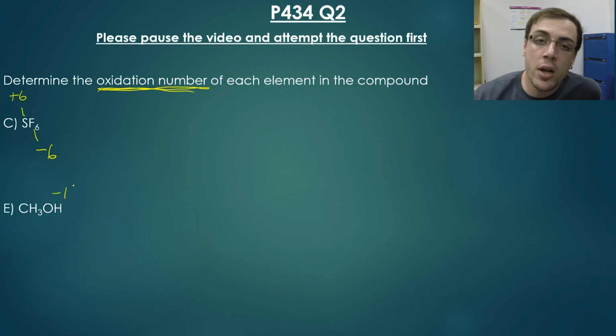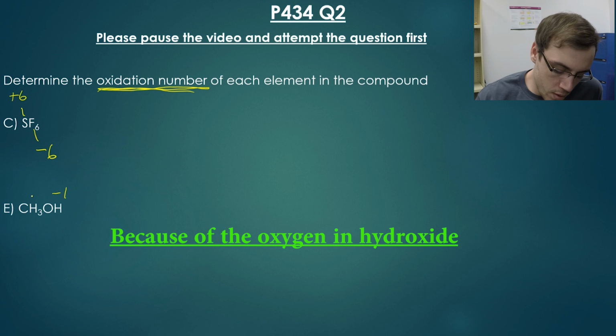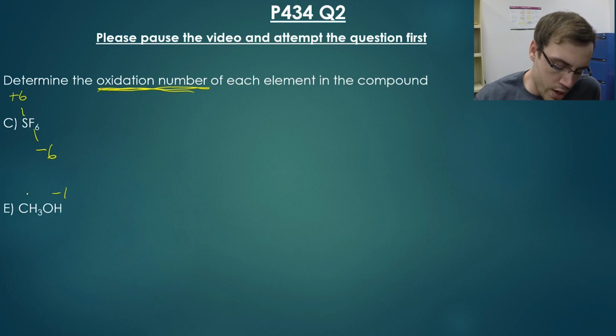And again, when we've got a compound consisting of a nonmetal with a nonmetal, we know that the one that is the most electronegative will have the negative charge. So because of that, this tells me that the hydroxide group will be -1, and this methyl group, or CH3, will have a charge of +1.